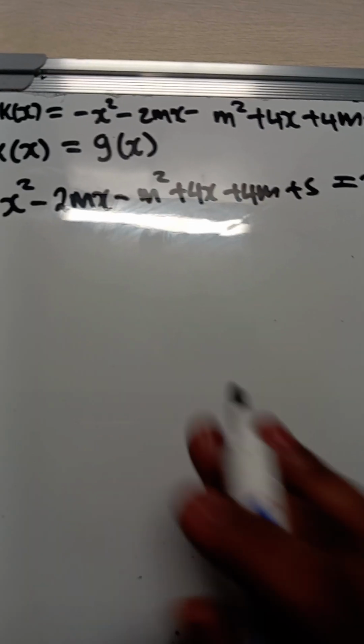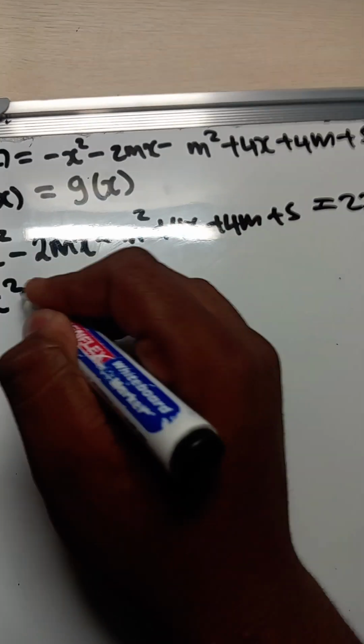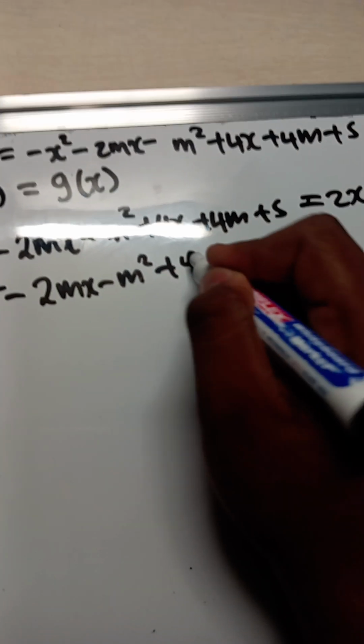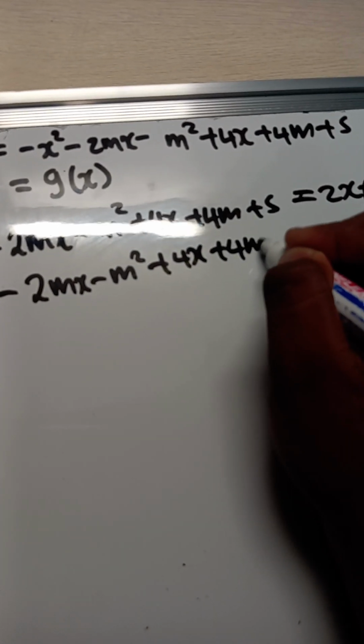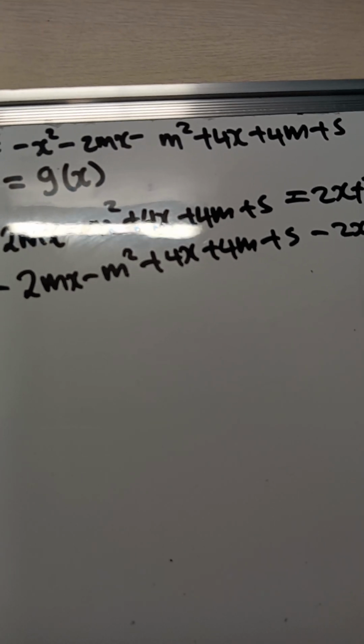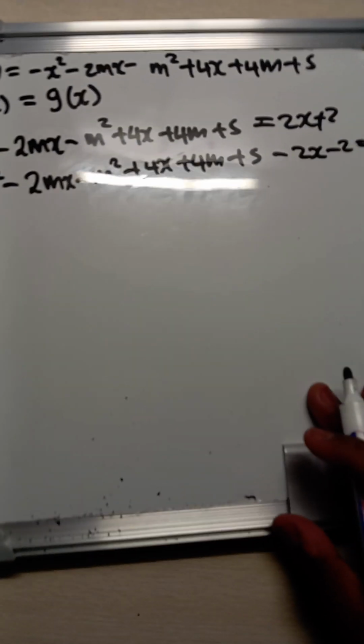Okay? So now, to simplify our mathematics, I'm just going to have negative x squared minus 2mx minus m squared plus 4x plus 4m plus 5 minus 2x minus 2 equals 0. Yeah, this one is kind of long-ish. So now everything will be better.